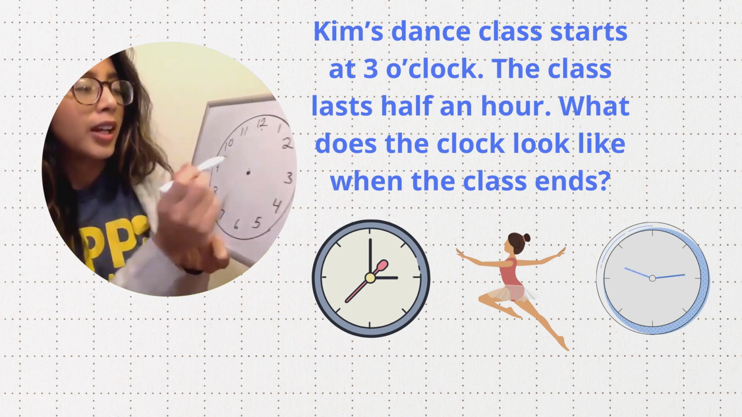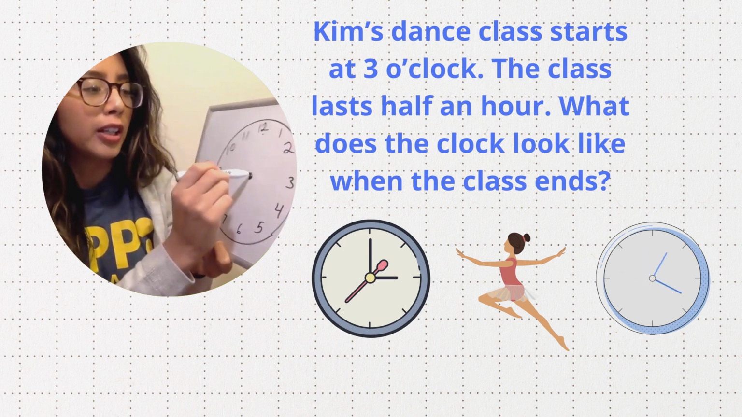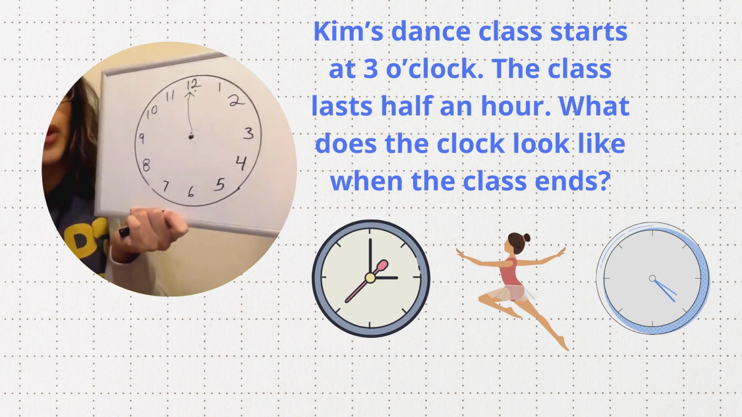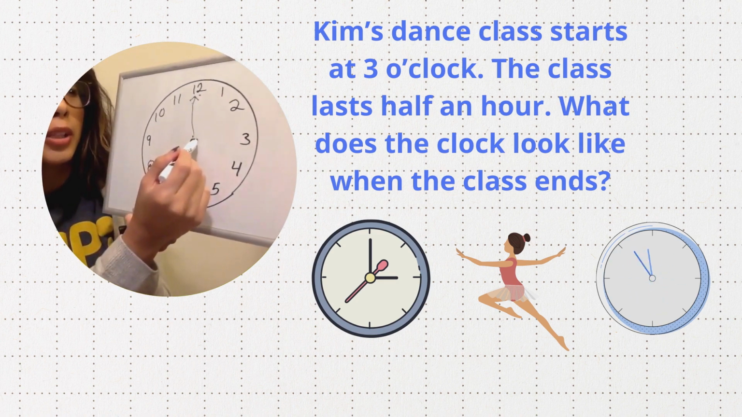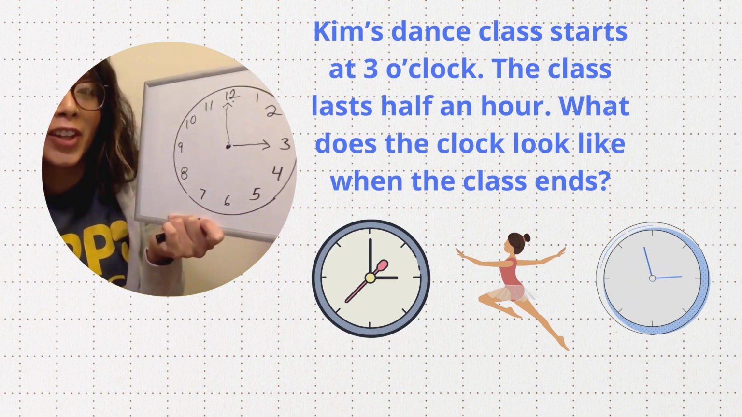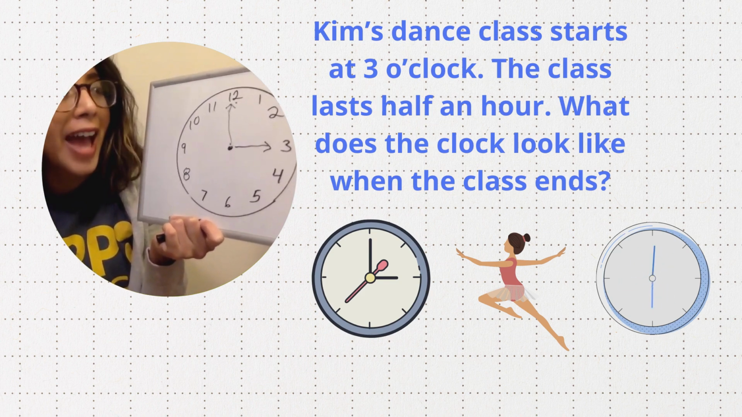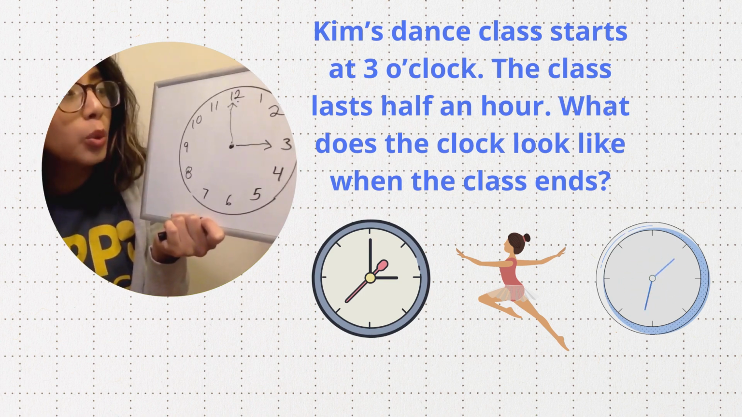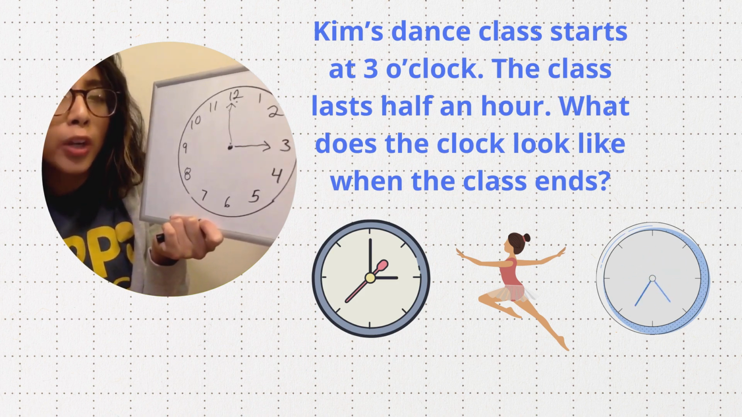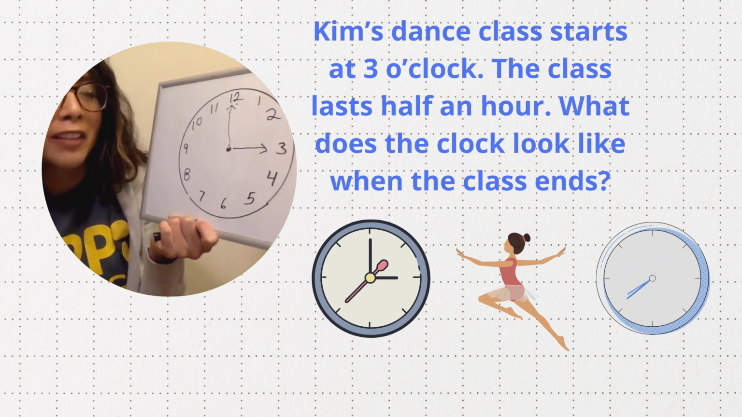Let's see. I know in order for there to be 0 minutes for 3 o'clock, our minute hand has to point to 12. And for it to show 3, our hour hand has to be on 3. So now we're at 3 o'clock. Let's keep going with the story. It says that the class lasts half an hour. So we have to show this clock half an hour later. So where do you think that we can move this minute hand to show that 30 minutes have passed?